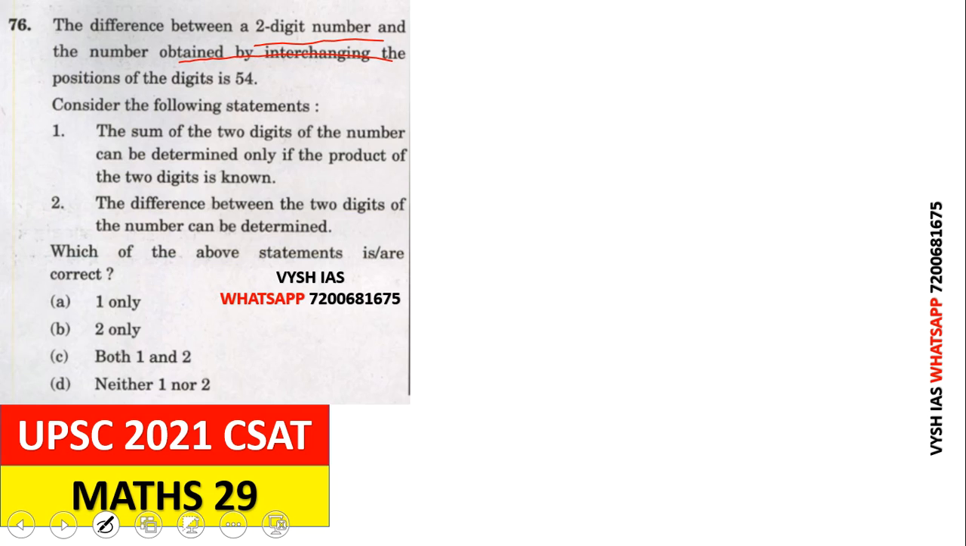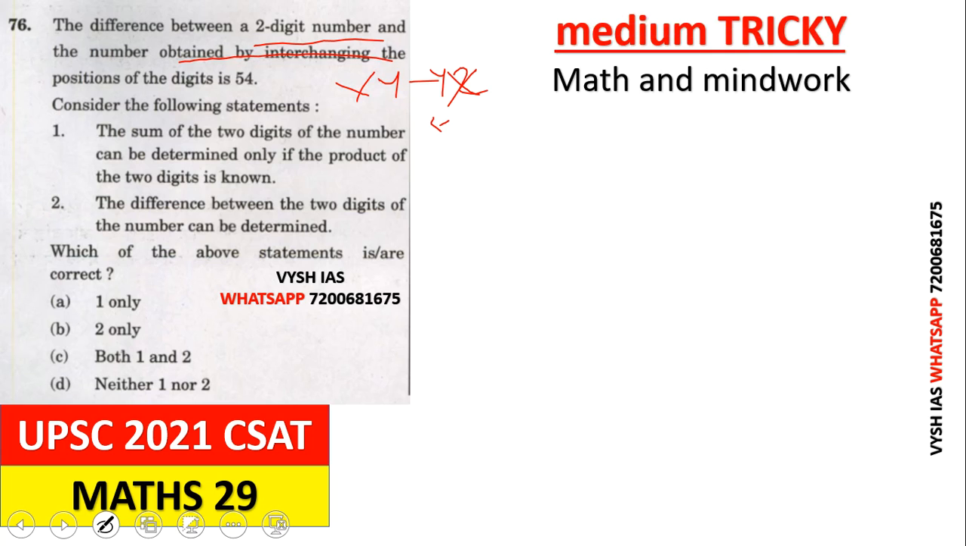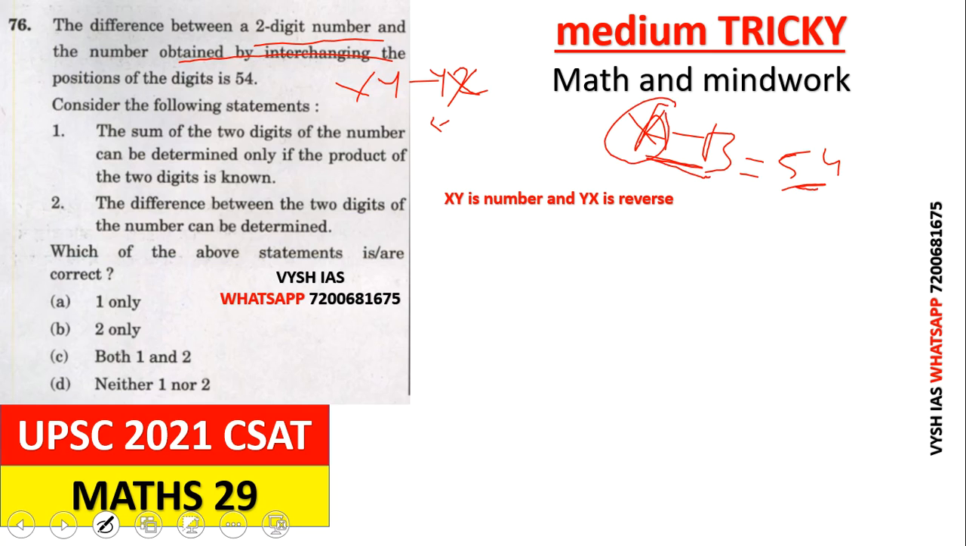Now again, the difference between a 2-digit number and a number obtained by interchanging the positions of the digits is 54. Okay, meaning there is a number, suppose xy, and the reverse of that, yx. When you subtract, they are telling it will come 54. So you need a little guesswork and mind work in this. If it's 54, something minus something is equal to 54. So that something will obviously be greater than 54, right?